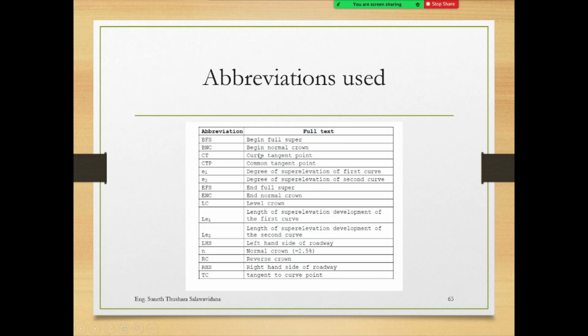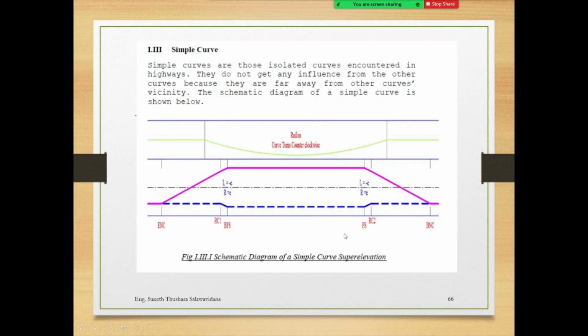Begin full super, begin normal crown, curve tangent point, common tangent point. So the full text is given. Degree of superelevation of the first curve, degree of superelevation of the second curve, n full super, n normal crown. So you can just refer these things, right? LC is level crown, LE1 length of superelevation development of the first curve, LE2 length of superelevation development of the second curve, and then LHS left hand side of roadway, N is normal crown, RC is reverse crown, RHS right hand side of roadway, TC is tangent to curve point.